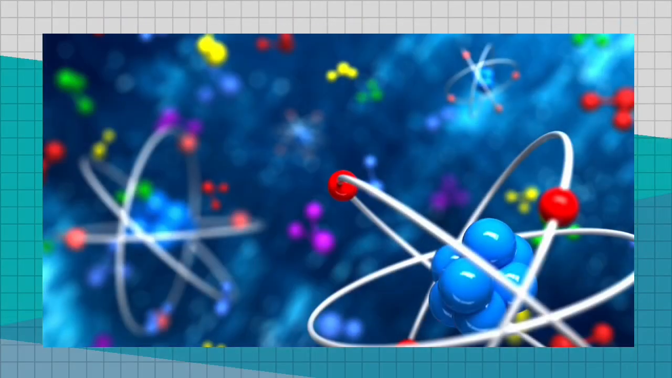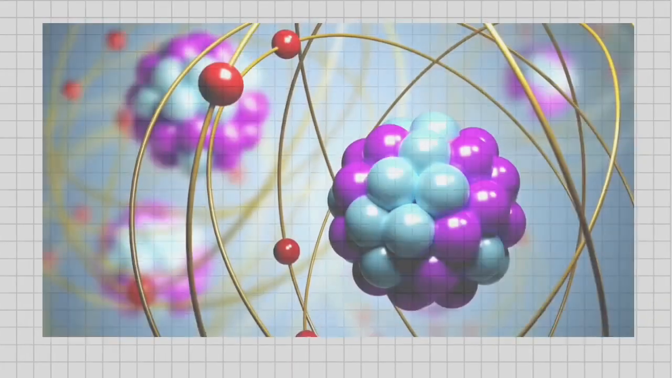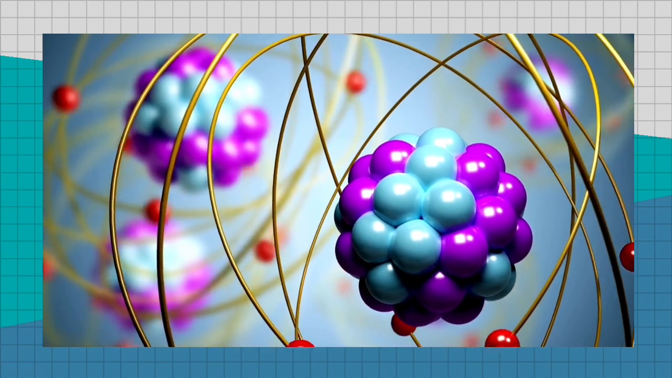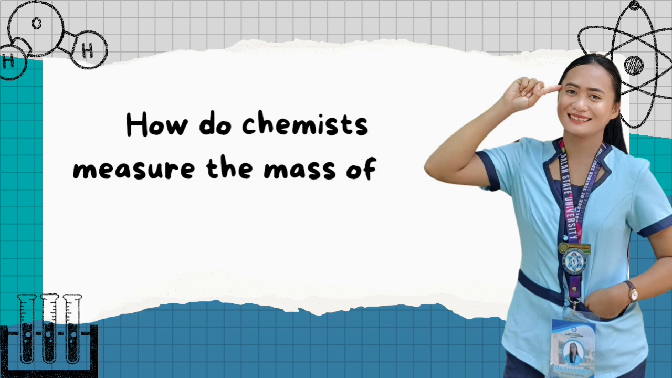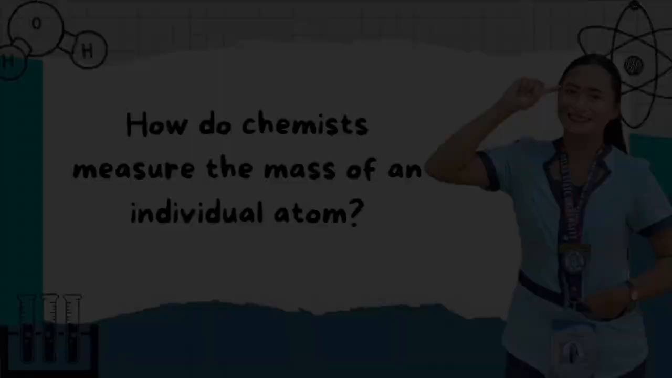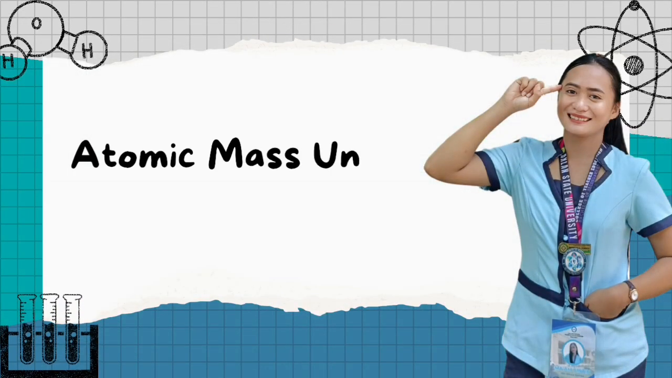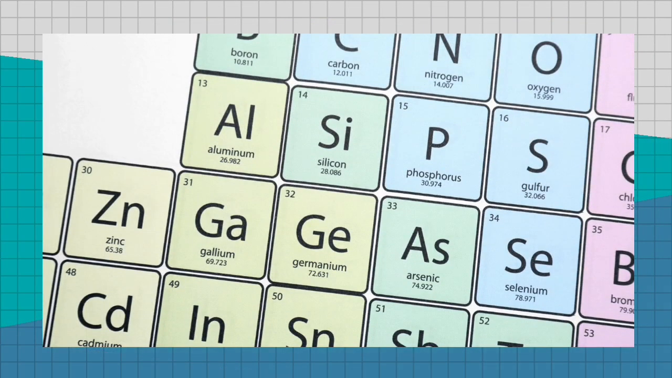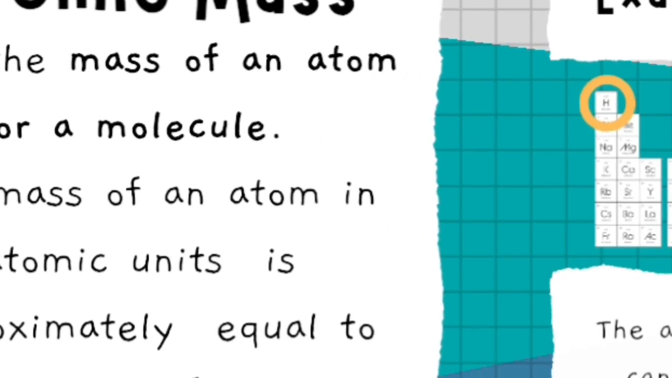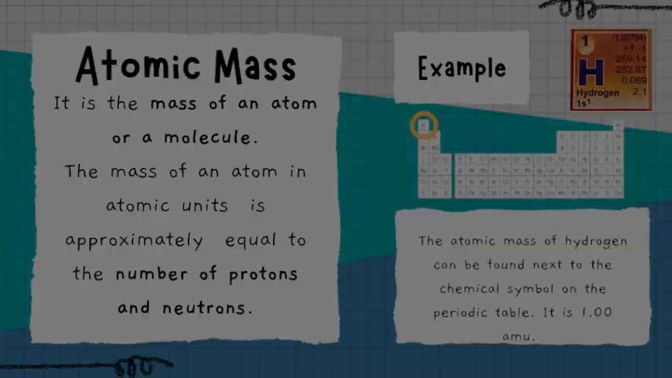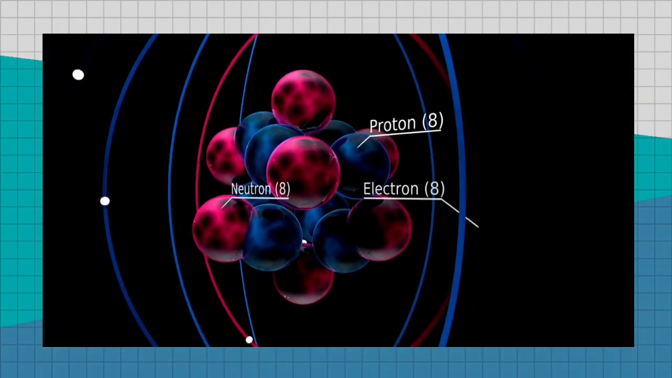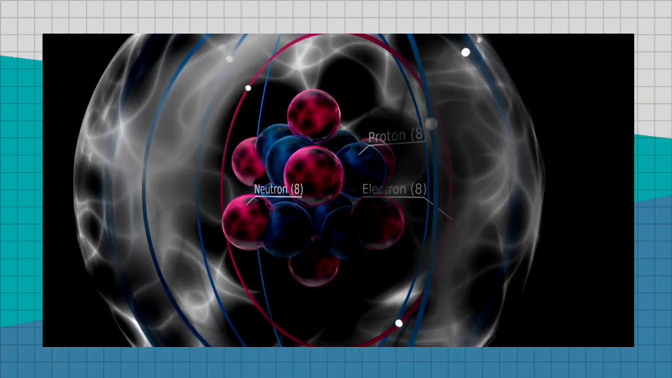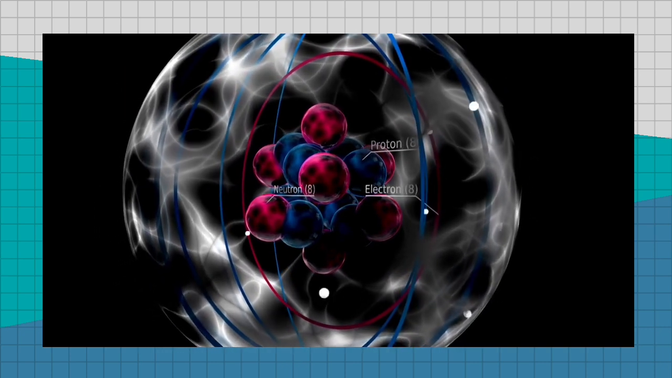The actual mass of an atom is so small that a special unit is used to describe the mass of an atom. How do chemists measure the mass of an individual atom? Through atomic mass units. So chemists measure the mass of an individual atom not in grams but in atomic mass units or AMU. Atomic mass unit can be loosely defined as the mass of either a proton or a neutron.